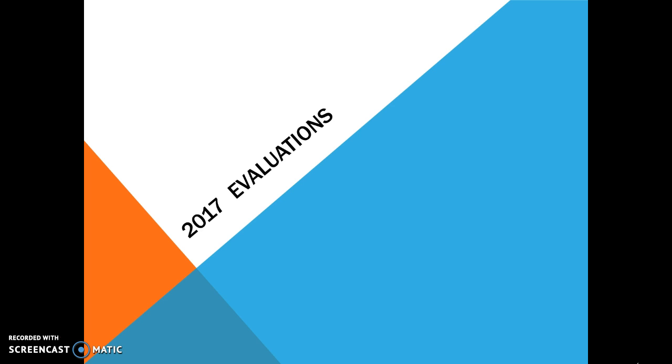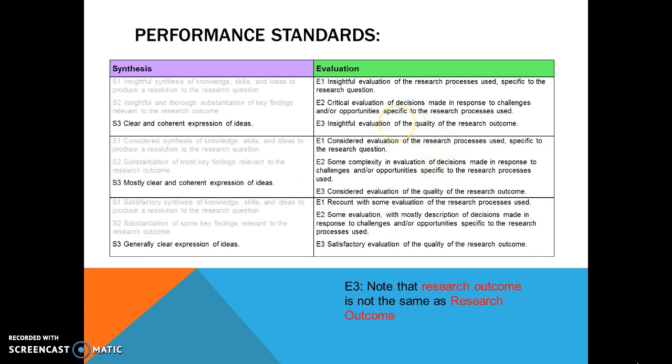So, the evaluation. The performance standards that the evaluation gets marked against. This is the A band, B band, C band. So there are 4 performance standards. Synthesis, which is about the clear and coherent expression of ideas, is marked against all of the areas of your evaluation. These 3 over here are used to define the different sections of the evaluation that you need to do.